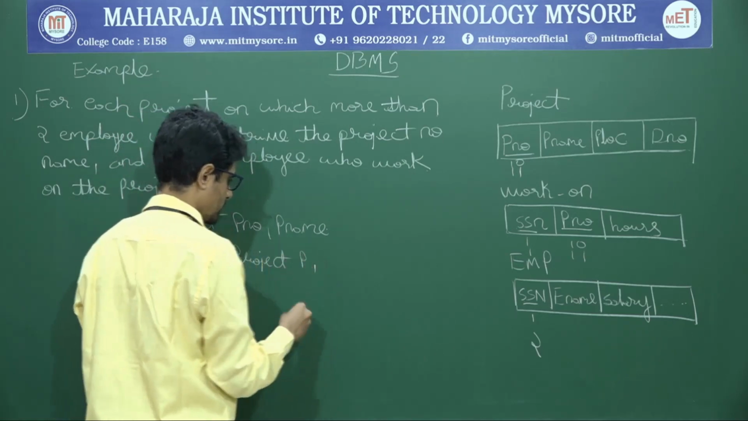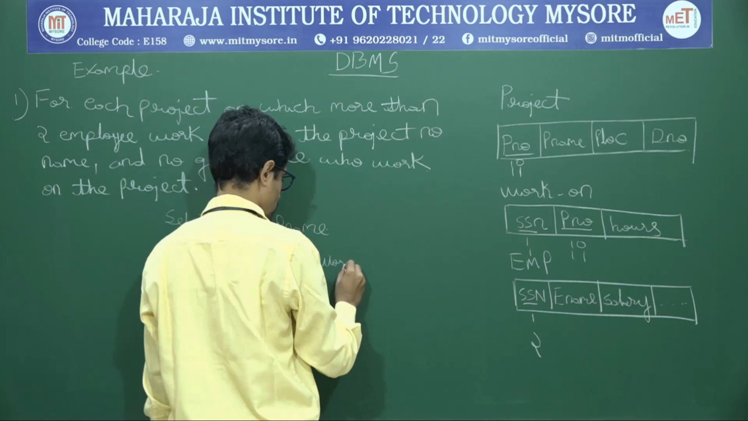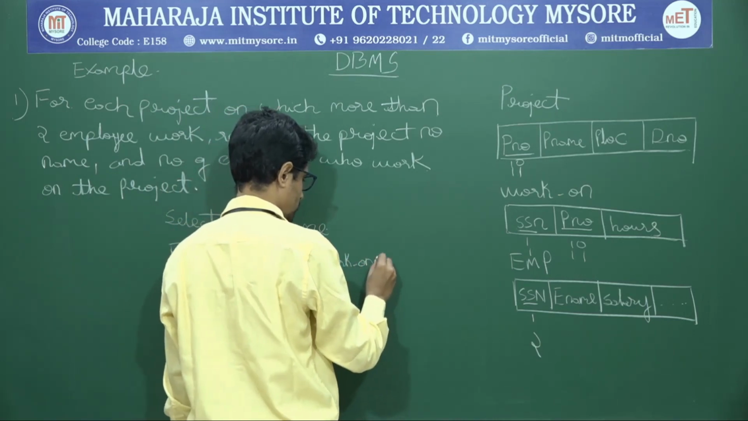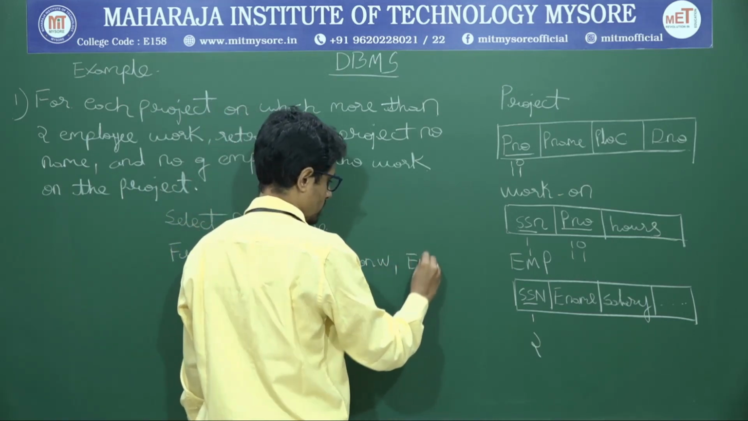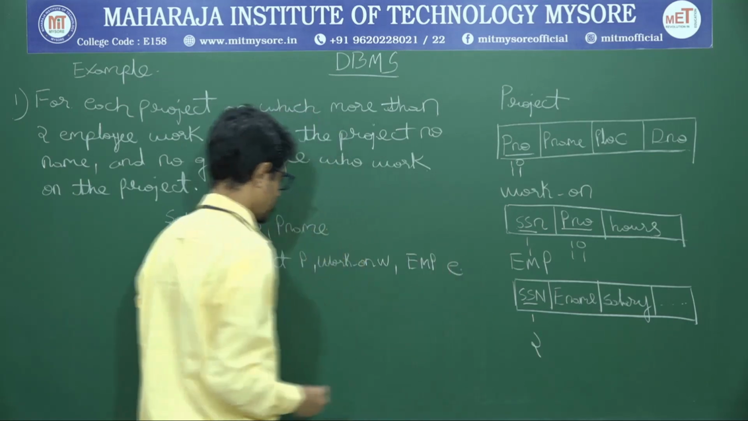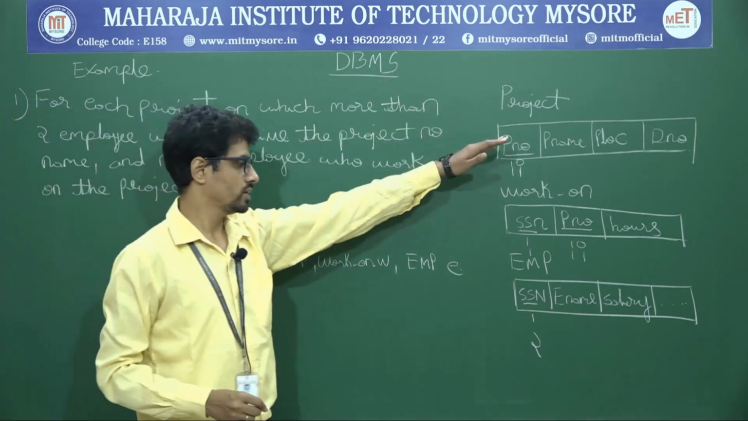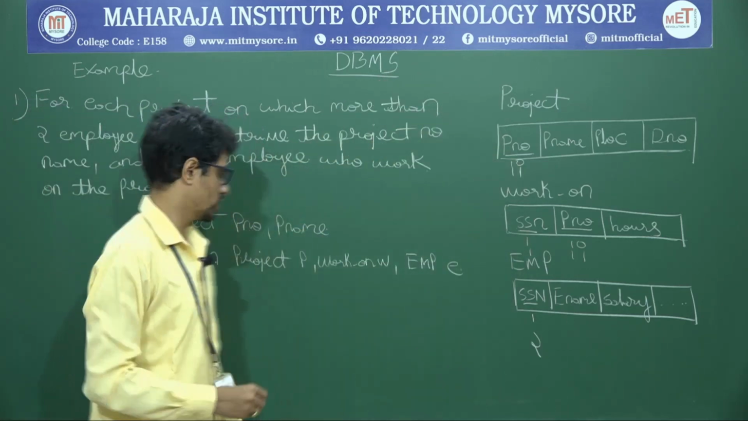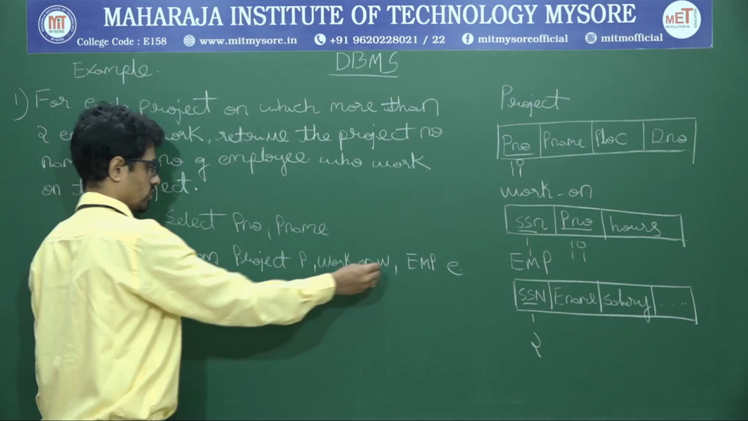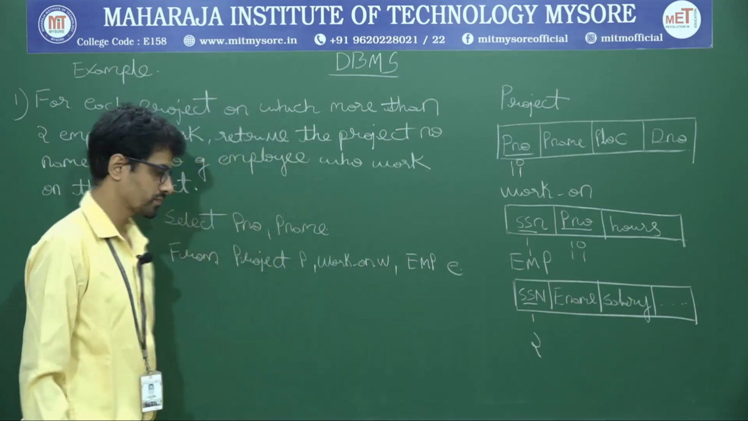Project, works on, EMPE. So we have 3 tables. I have created 3 aliases for all the 3 tables: employee, project and works on. Project as P, works on as W and employee as E.